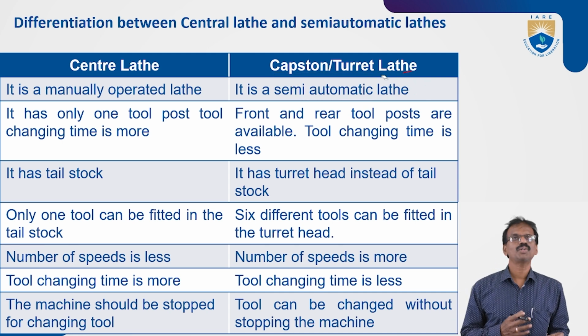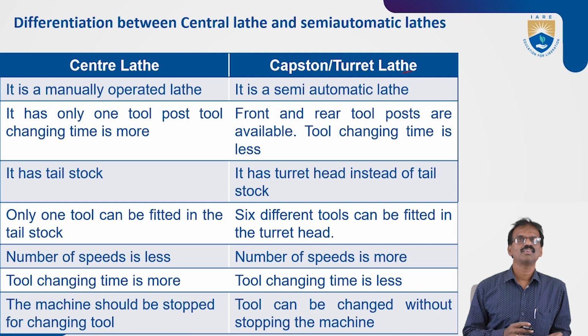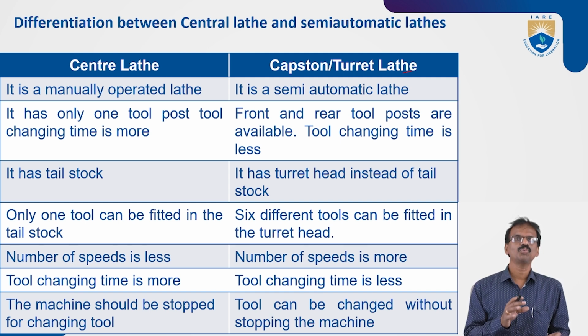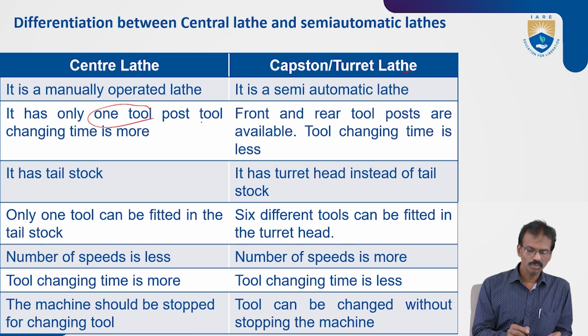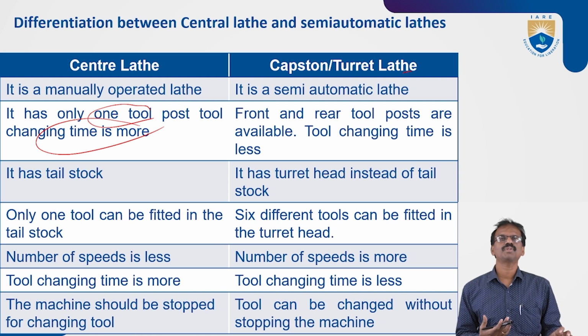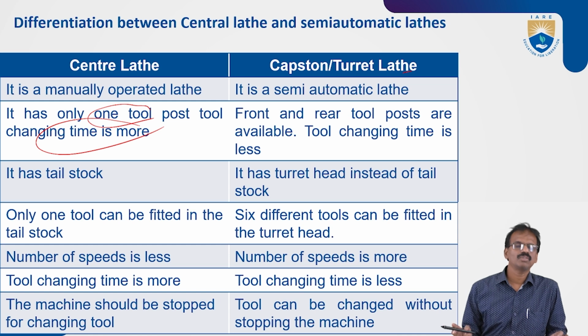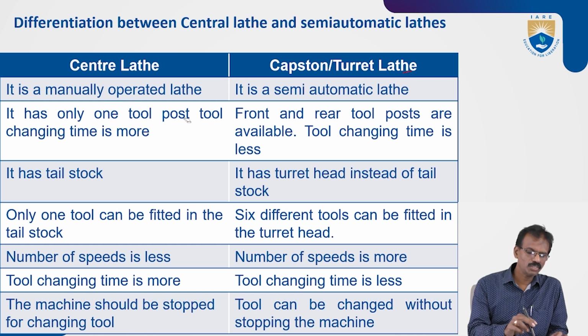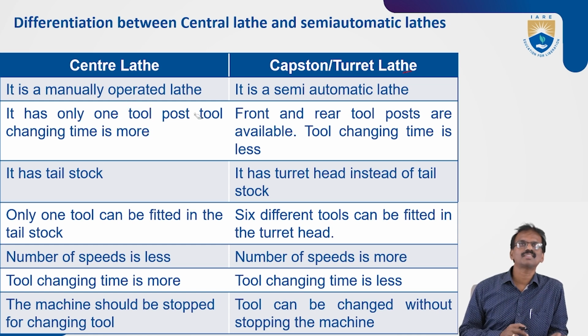The central lathe has only one tool post, and we can fix only one tool bit, a single point cutting tool, on that tool post. The tool changing time is very high. If you want to change the tool, you have to remove the previous one and set another tool bit. So changing the tool takes more time in the central lathe.